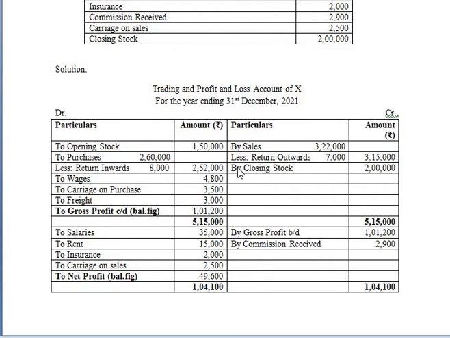Then on the credit side, we'll start by sales. Then you have to less the returns outward, which will get the net sales for rupees 3,50,000. Then take the closing stock for rupees 2 lakhs. So in this problem, the credit side is greater than debit side. So the remaining balance will be the gross profit, which will be transferred to the profit and loss account.